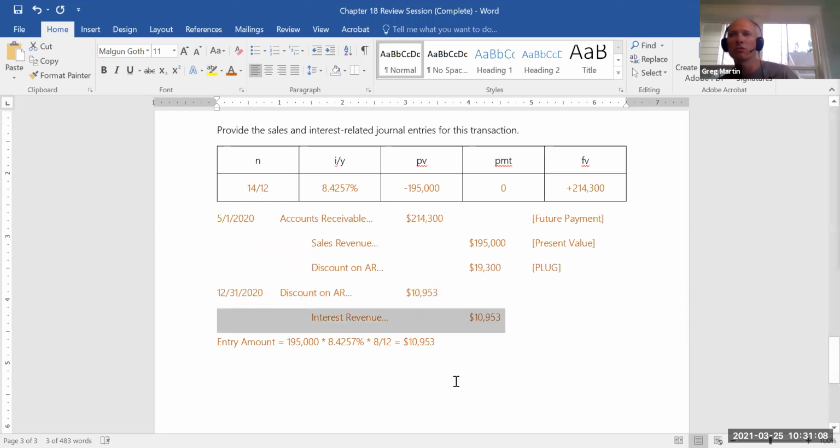I do want to stop there just to make sure we're clear. Does everyone understand this is 8/12 of, let me just do the math. So 195,000 times 8.425% is $16,430. So $10,953 is 8/12 of $16,430. If we had created an amortization table, that would have been the interest revenue in that first row.